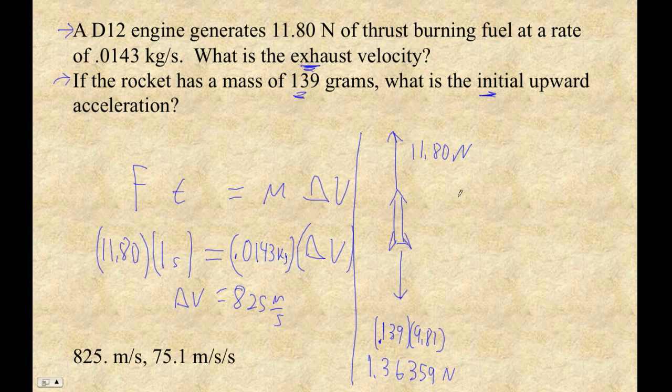newtons, right? And now we can set up our F equals ma, right? 11.80 minus 1.36359 equals, what's our mass? 0.139 times a, and now we're all set, right? Okay, divided by 0.139. And I get a is equal to 75.08 meters per second squared, okay?